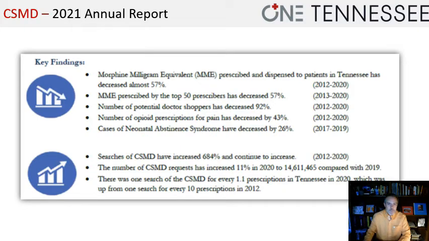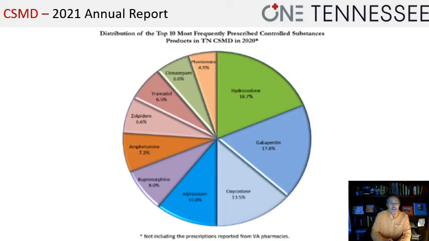Distribution of the top 10 most frequently prescribed controlled substances in 2020. Hydrocodone is back up at the top. It had dropped down, and I think oxycodone was the preferred for a little while. Now it's back to hydrocodone. You see gabapentin creeping up on the list. It's now number 2. It was farther down the list. We're seeing more misuse of super therapeutic doses of gabapentin. And as we transition away from opioids, gabapentin has found its role in treating more neuropathic type pain disorders.